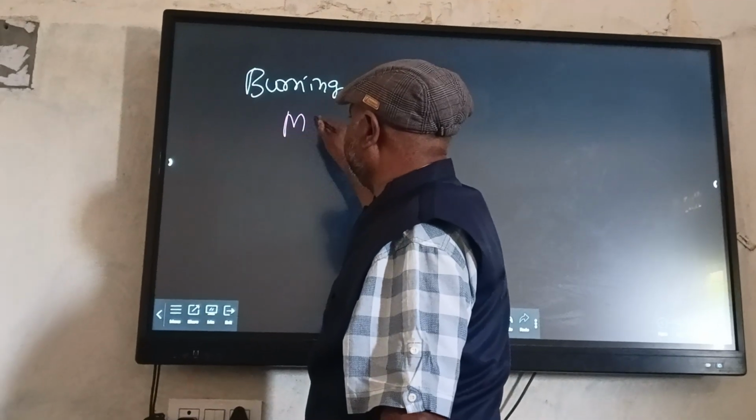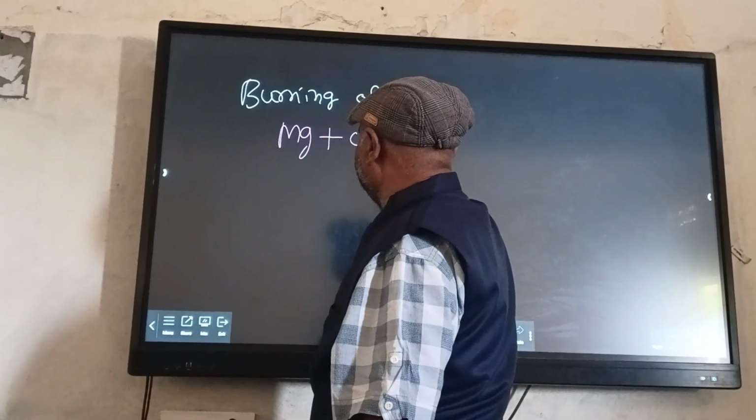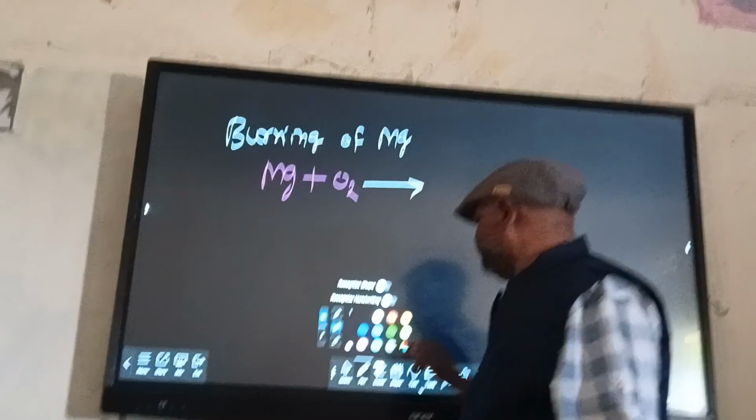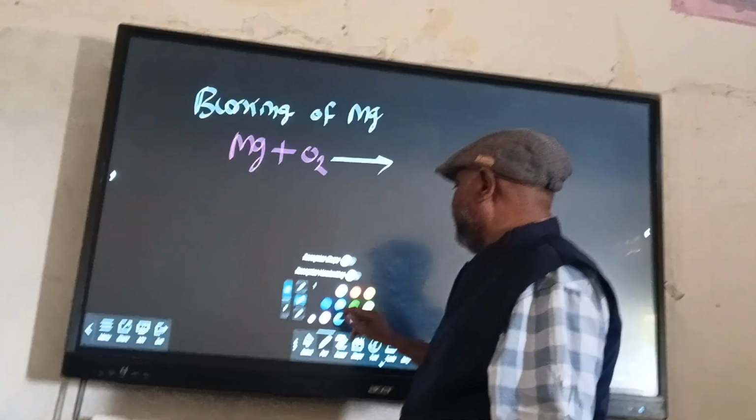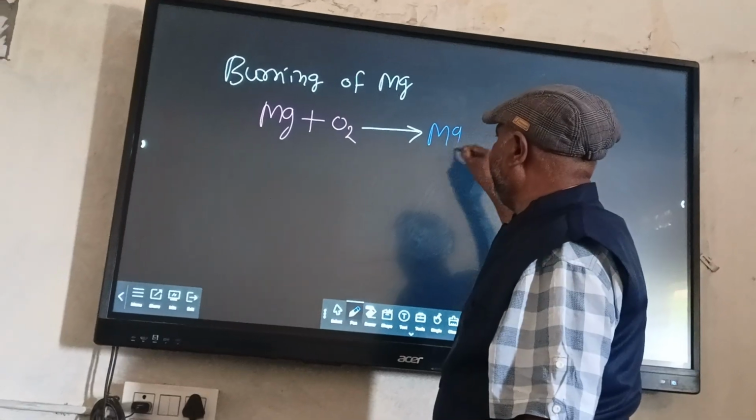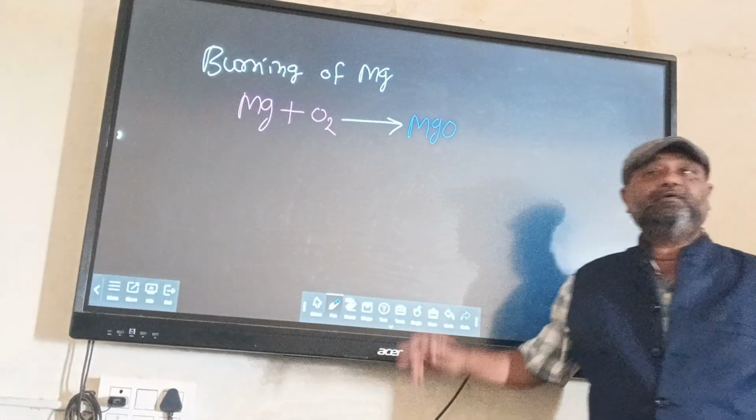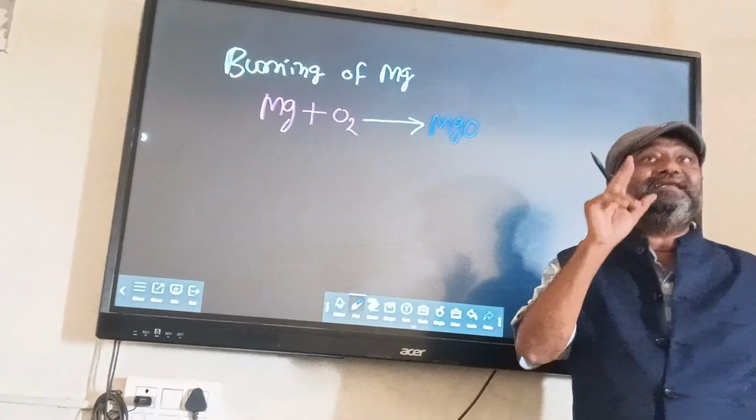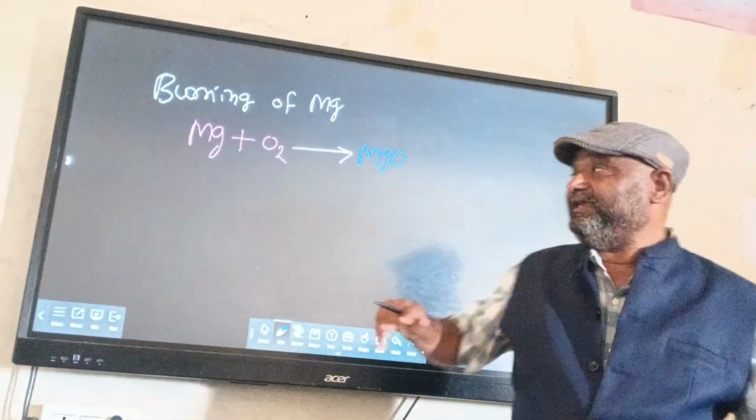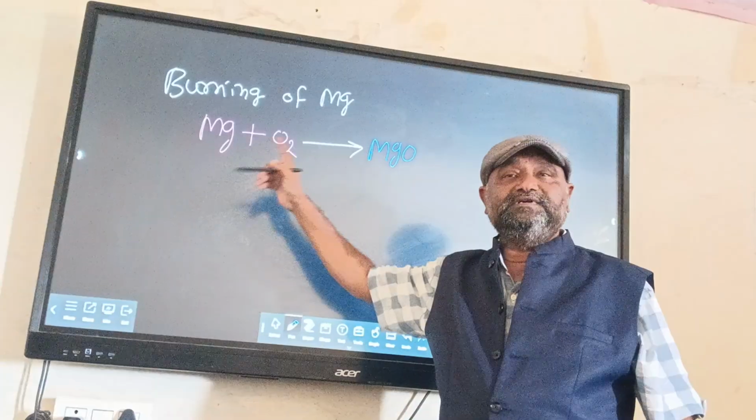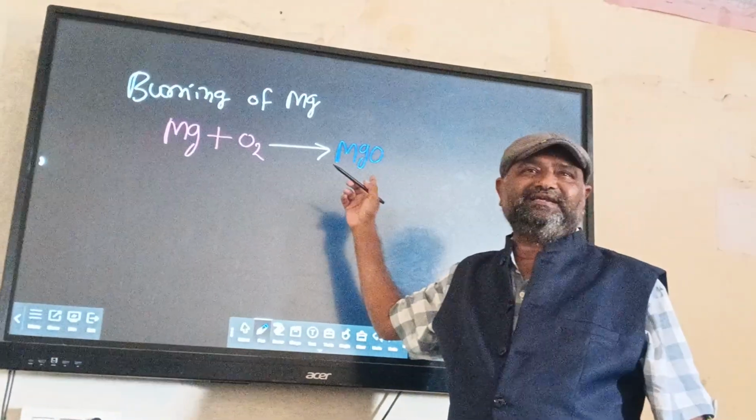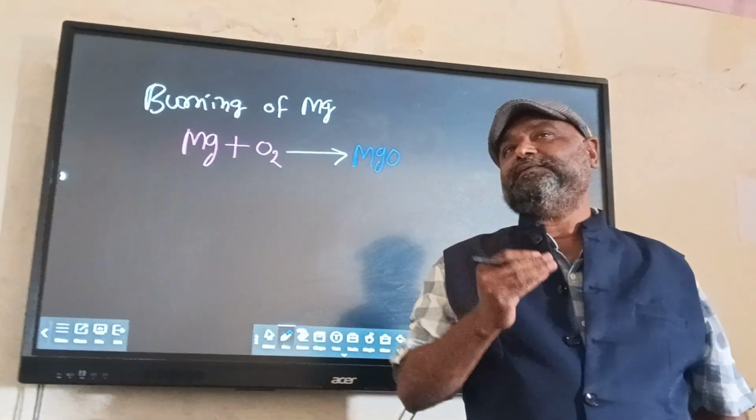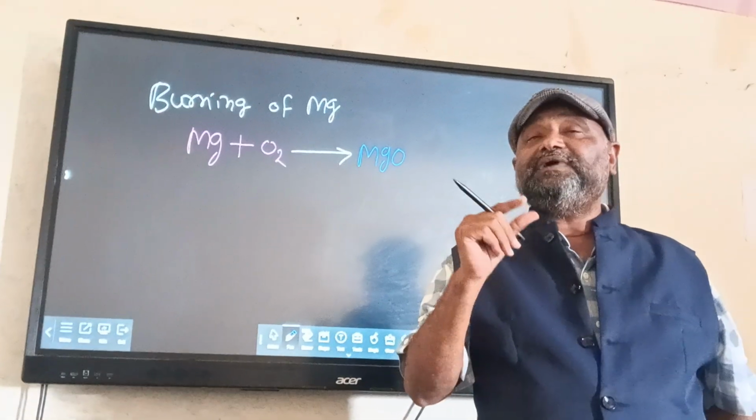This Mg, this magnesium reacts with oxygen and forms magnesium oxide. The powder that we collected is nothing but magnesium oxide, which gives a dazzling light. So here what we come across, when magnesium burns in oxygen, it gives rise to magnesium oxide. Is it a change of state or not? Change. Powdery substance we will have after burning the ribbon.